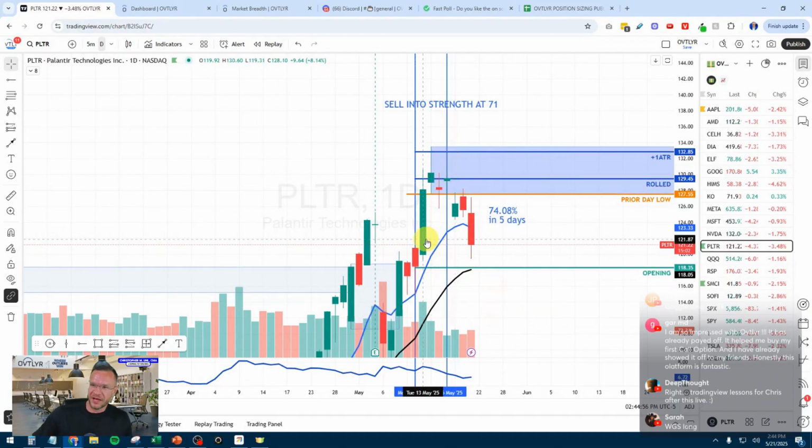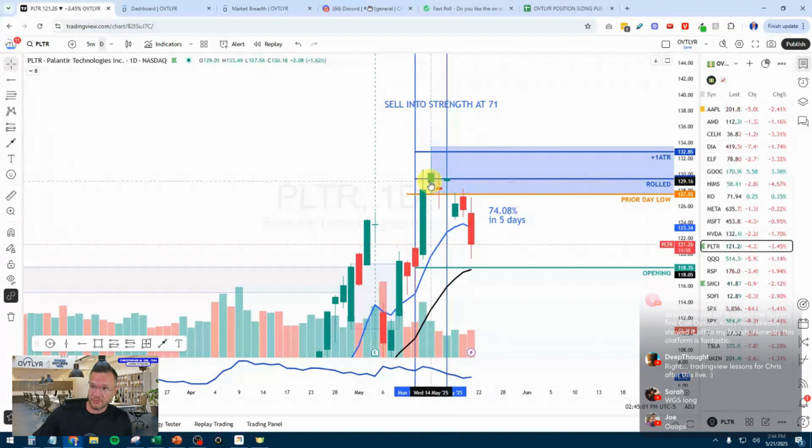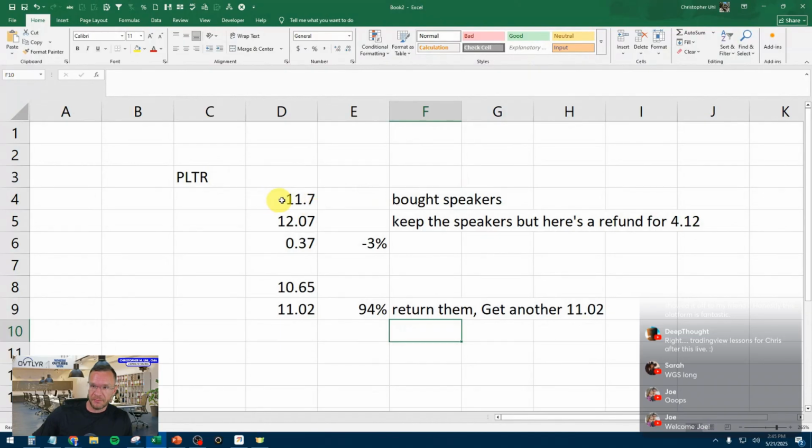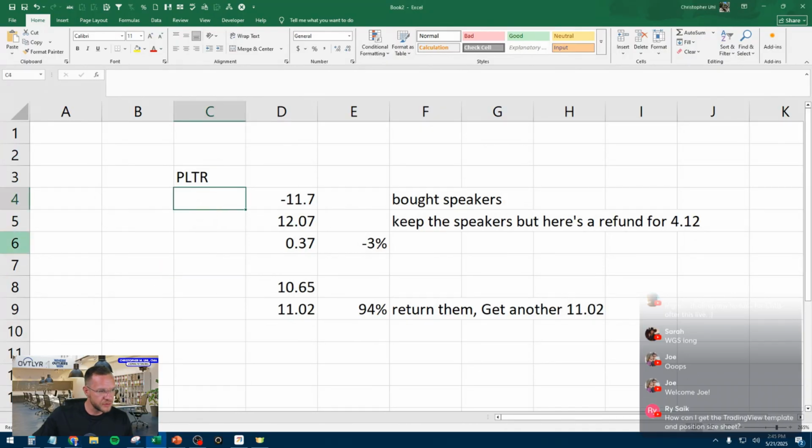Just joking, Joe. Okay, looking at this, we can see this popped up right here, and I rolled my options. So I wrote this down to make it simple. I bought, oh, dang, I didn't get my strikes. Hold tight. What did I buy first? Palantir, 1170. I bought the 108s. Is that right? And then I rolled it up to the 122s. Yes, okay.